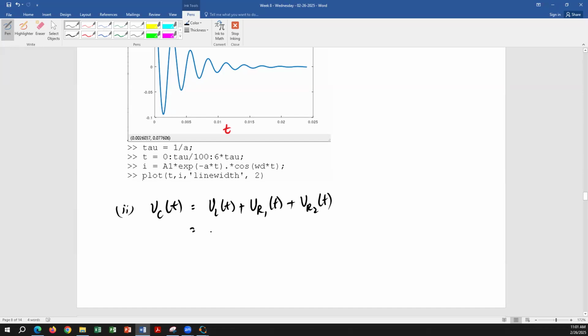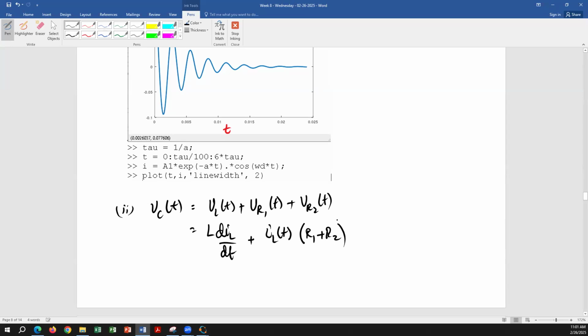All right, who's going to tell me how are we going to find VL(t)? Now it's not written, so everyone is quiet. Take the derivative of the current, yes. L dIL over dt. Okay, what about VR1(t)? IL(t) times R1, and the same thing was IL2. So we can just write down IL1 times R1 plus R2.